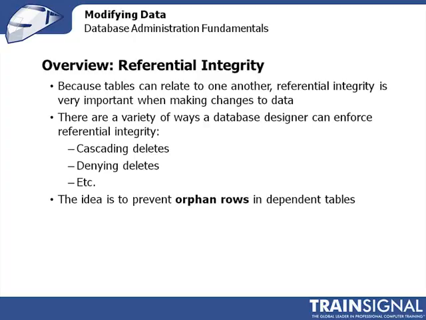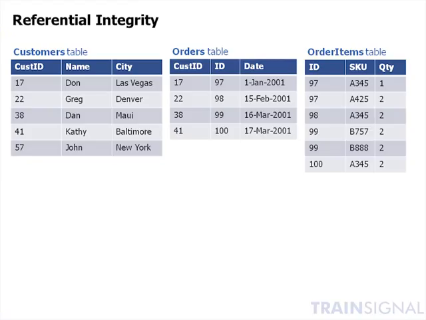Because tables can relate to one another, referential integrity is very important when making changes to data. There are a variety of ways in which a database designer can enforce referential integrity. One is called a cascading delete. They might also set the table up to deny deletes, and there are other approaches. The whole idea behind referential integrity is to prevent orphan rows in dependent tables. So what's an orphan row?